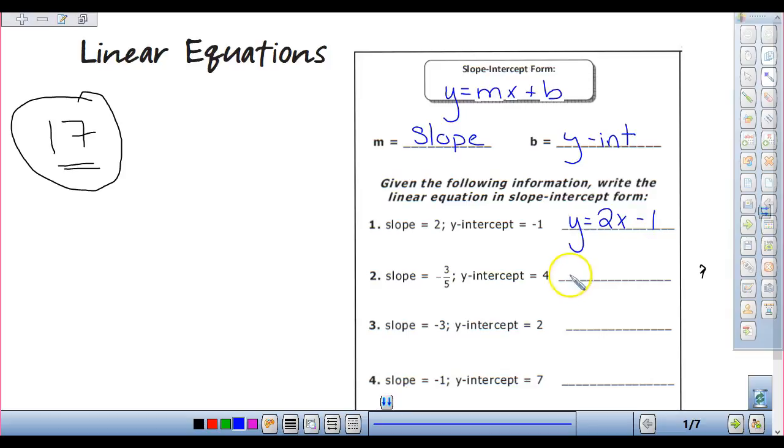Okay, Trey, what's number 2 going to look like? Y equals -3x plus 4. Lauren, what's number 3 look like? Y equals -3x plus 2. Ellie, have you got one yet? What's number 4 going to look like? There you go. Y equals -1x plus 7. That's all we did yesterday. That's all I missed.